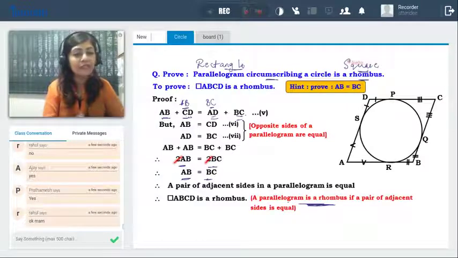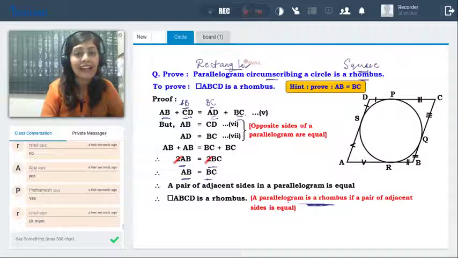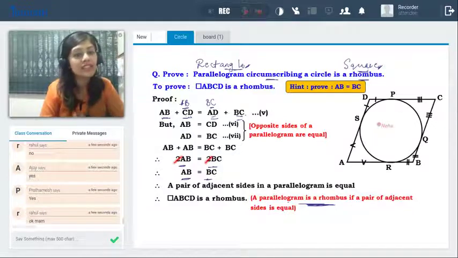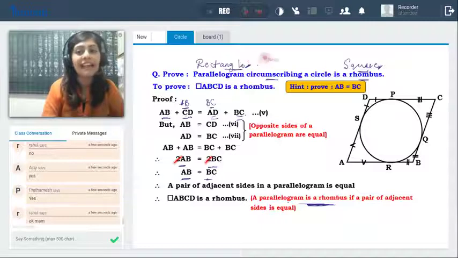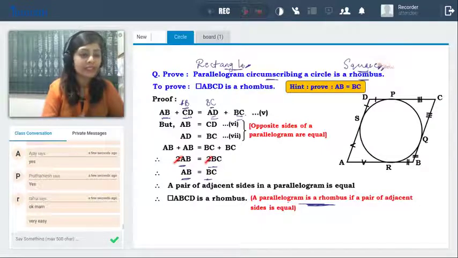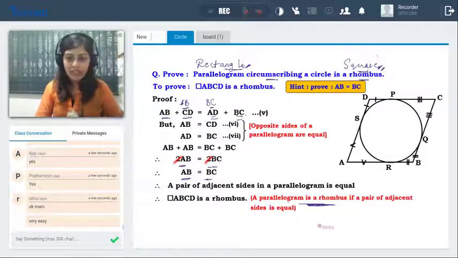Try to solve this sum and you will get the same result: a rectangle around a circle will always be a square. Why? Again, a circle is symmetric, so a rectangle should actually be a square. Yes? Okay. All right, so we move ahead. I leave you there. You can go ahead and solve this at home if you want to.